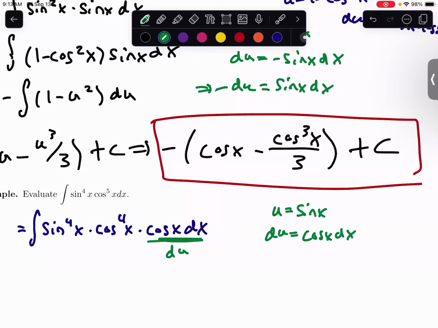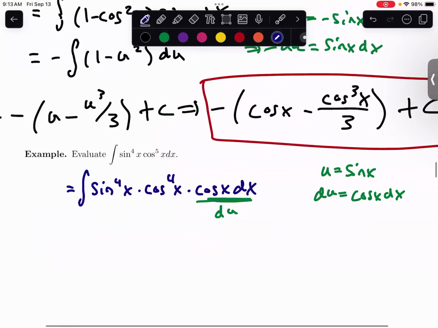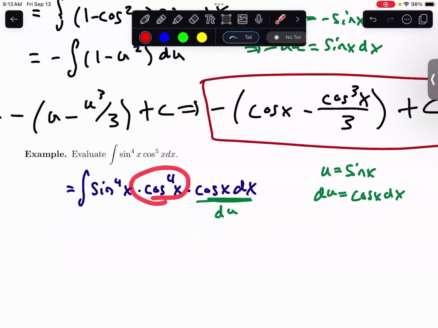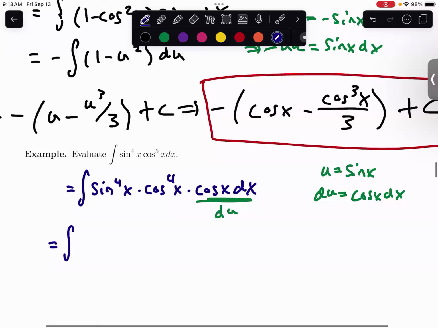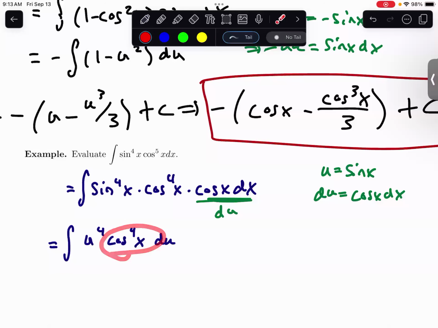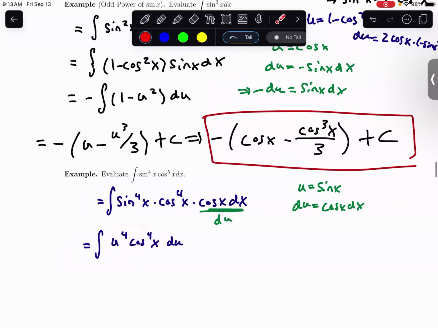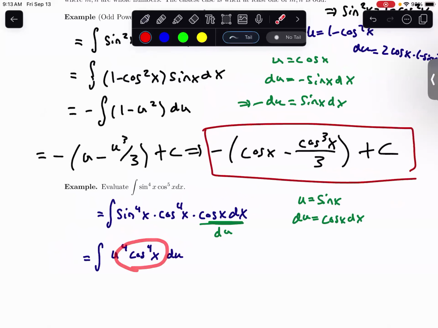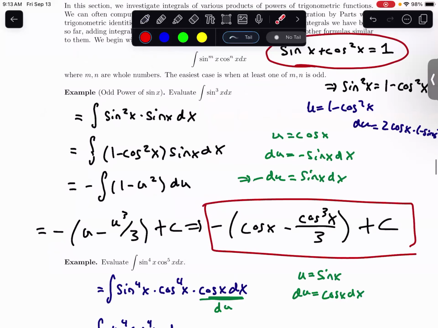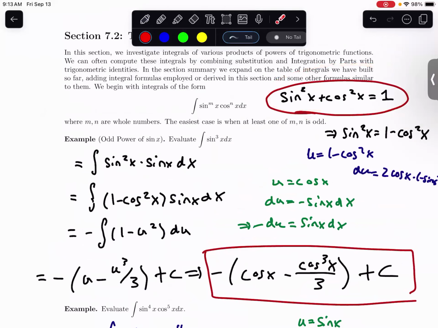But we aren't completely done yet, right? Because we still have this 4th power of cosine that shows up. So if you perform this substitution now, you would end up getting the following. Sine to the 4th power is the same as u to the 4th power. We have cosine of x to the 4th power, and then we have du. And so we're still left with cosine to the 4th power of x. But we know a way in which we can translate even powers of cosine to even powers of sine, right? Like we use this formula again.